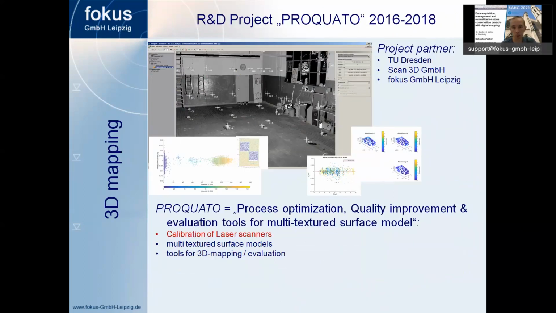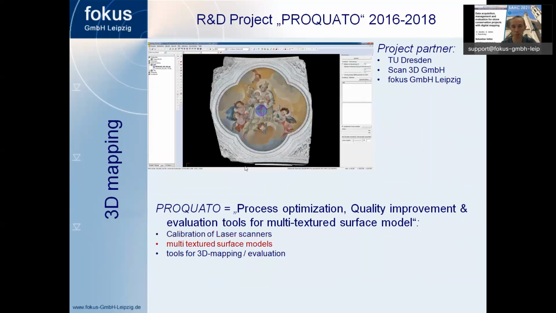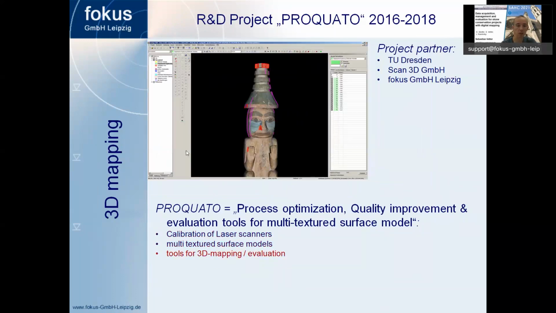For 3D mapping, we had an R&D project called ProQuato. And in this project, we worked on calibration for laser scanning. We developed tools for creation of multi-textured surface models. And we developed some tools for 3D mapping and evaluation.